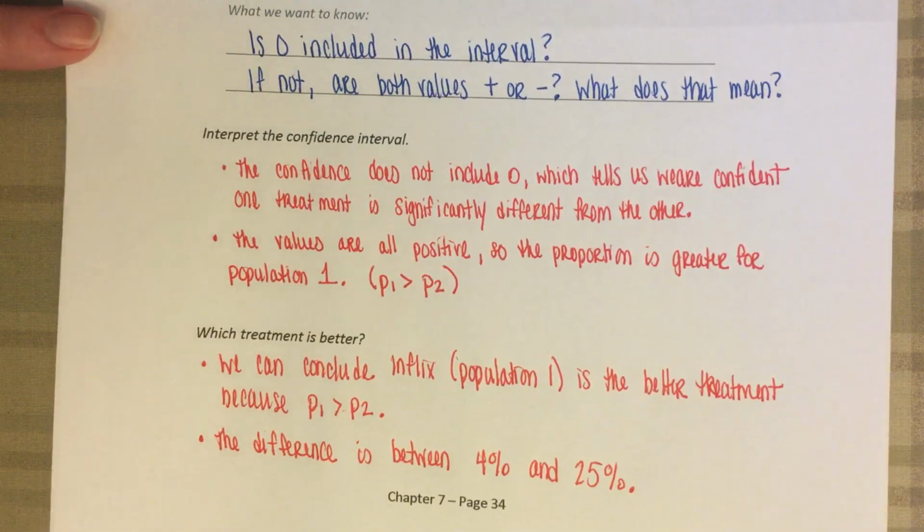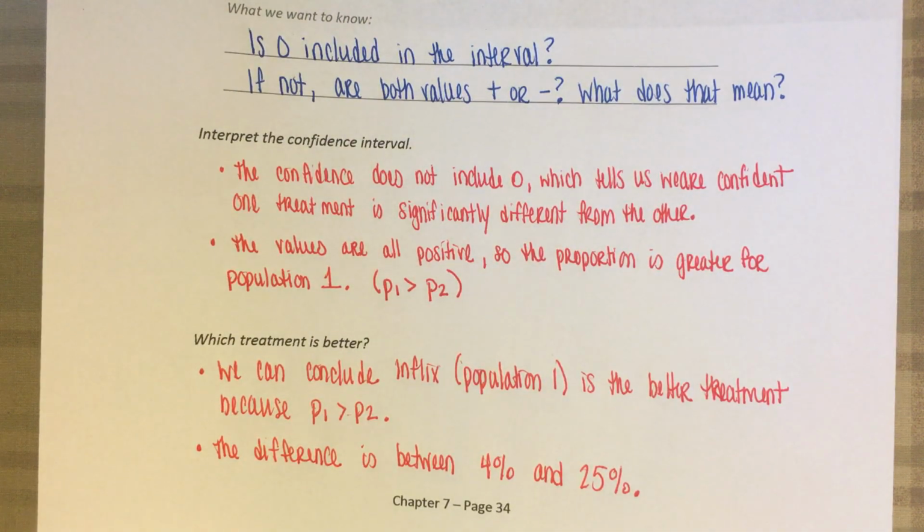So again, as we're thinking about our interpretations, if we're comparing two different populations, the first thing we want to look at is, is 0 included in our interval, right? If it is, then our proportions may be the same. If 0 is not included in our interval, then are they both positive or are they both negative? Is P1 greater than P2 if they're both positive, or is P1 less than P2 if they're both negative?